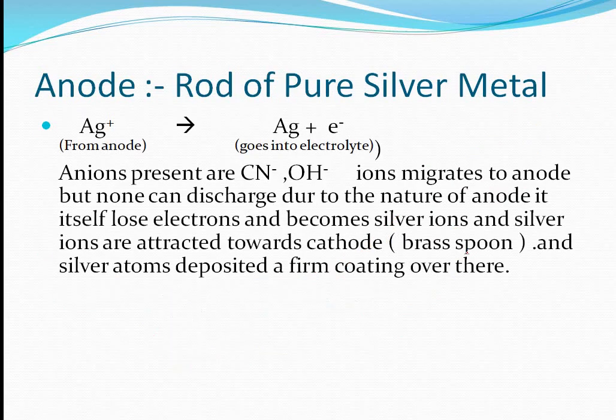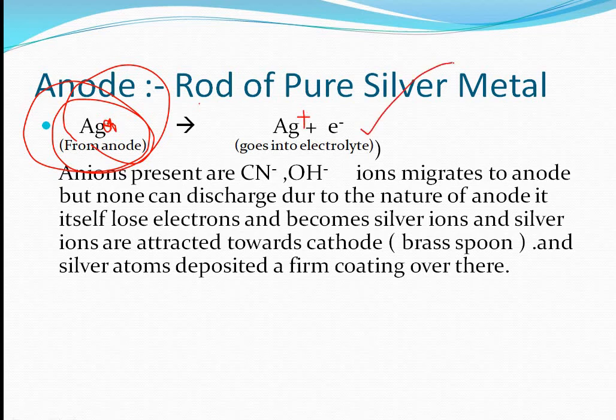spoon. Okay, now next is the anode, that is the rod of the pure silver metal. In that case, this Ag positive ions are released from the anode and go into the electrolyte. The Ag metal, by losing one electron during the process of oxidation, is converted into Ag positive, with release of one electron here.